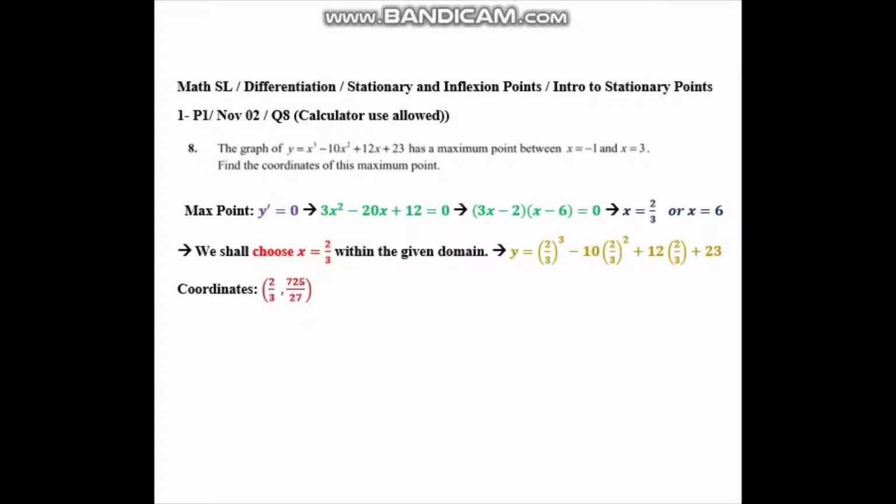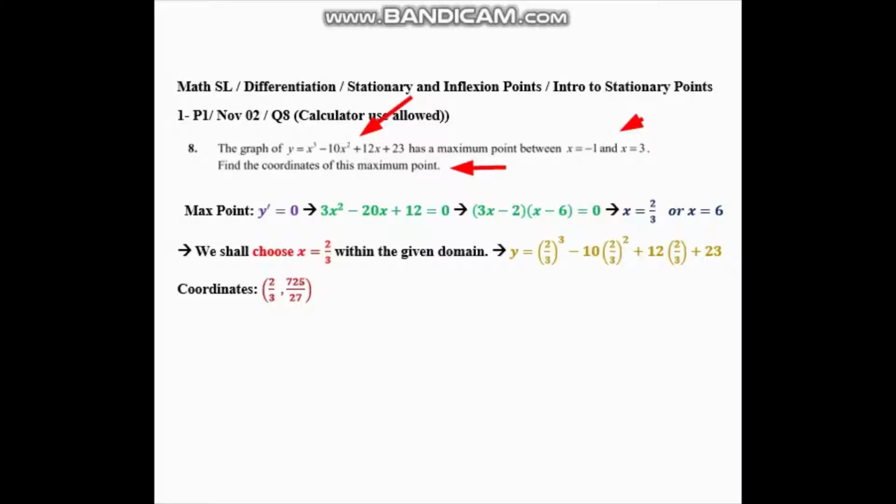So we are given a function y equals x cubed minus 10x squared plus 12x plus 23, and we are told that there is a maximum point between x equals negative 1 and x equals 3. We are asked to find the coordinates of this maximum point. So you should know that a maximum point is a turning point or a stationary point. Hence, at any turning point or stationary point, the slope is 0. So we are looking for a point where the slope is 0.